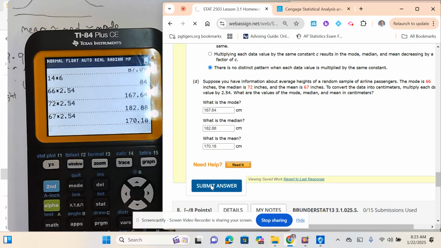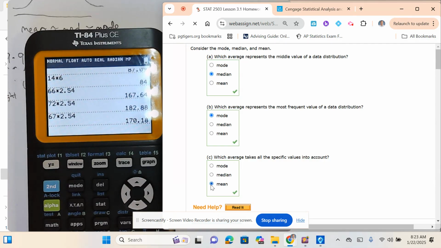All right. So pretty simple. That's another little basic rule of statistics there.